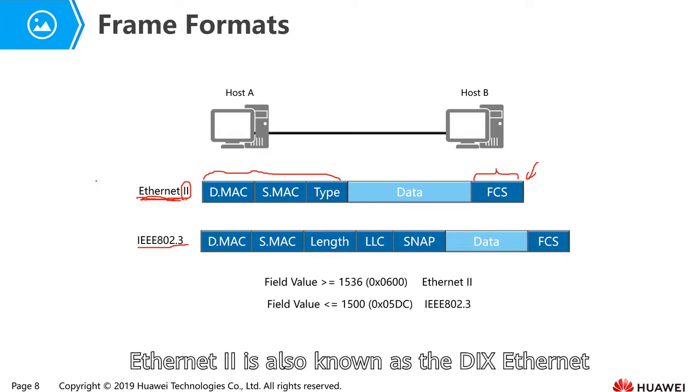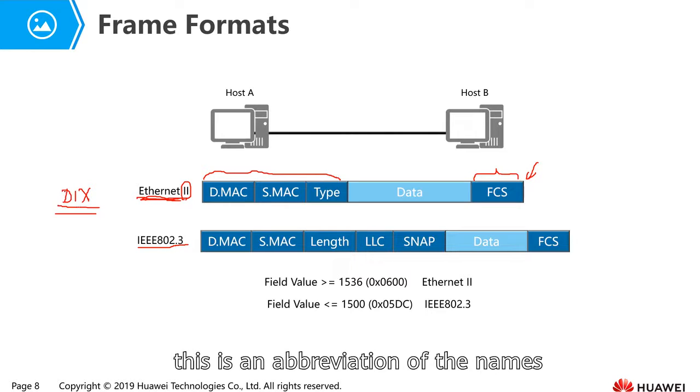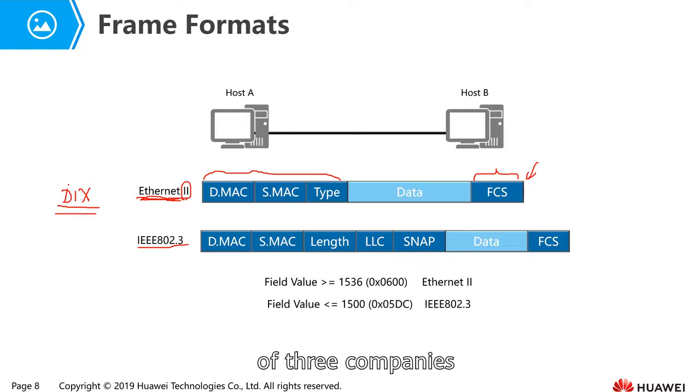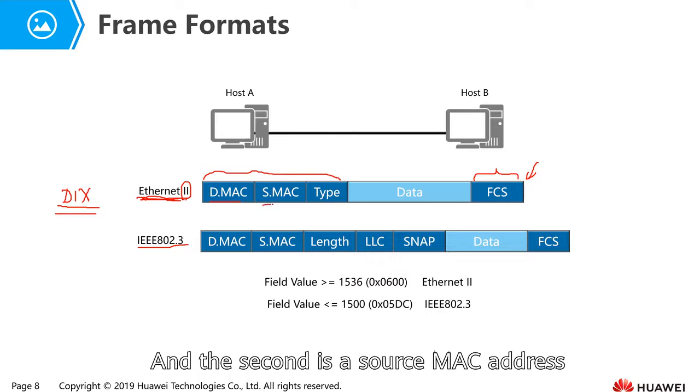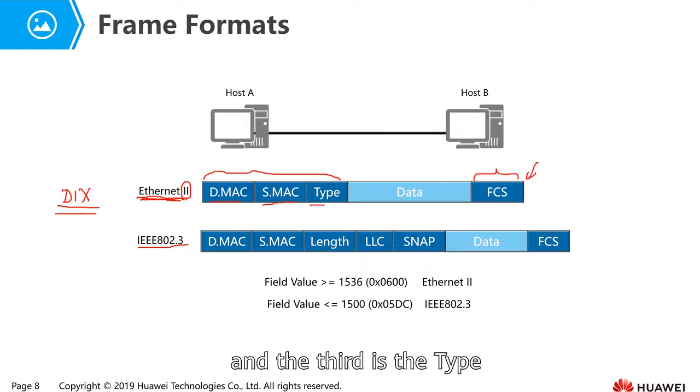Ether2 is also known as DIX Ethernet. DIX is an abbreviation of three companies' names. D means DEC, I means Intel, and X means Xerox. This is the DIX format, and in this header there are three fields. One is the destination MAC address, the second is the source MAC address, and the third is the type.